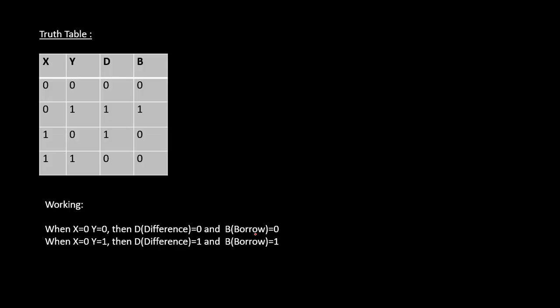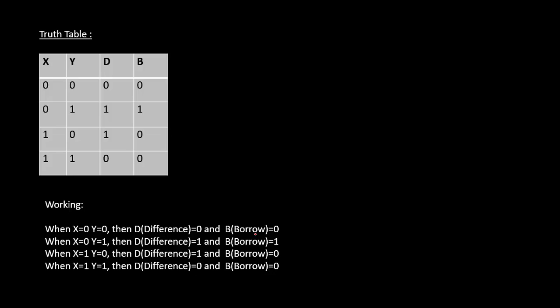The working of a half subtractor is nothing but just explaining what is there in the truth table in words. So the working is when x is 0, y is 0, then difference is 0 and borrow is 0. Similarly, when x is 0 and y is 1, then difference is 1 and borrow is also 1. When x is 1 and y is 0, then difference is 1 and borrow is 0. When x is 1, y is 1, then difference is 0 and borrow is also 0.